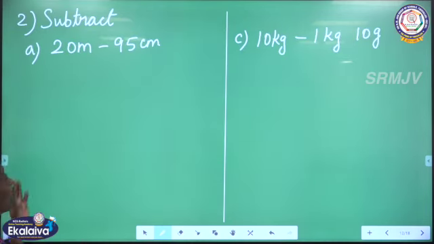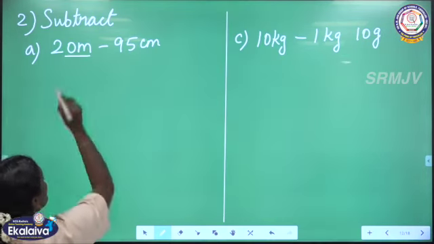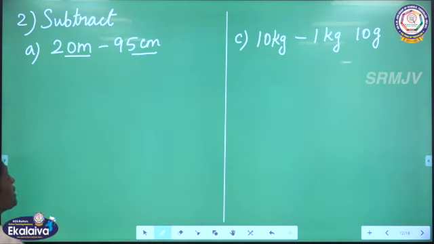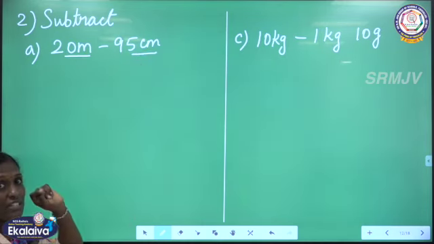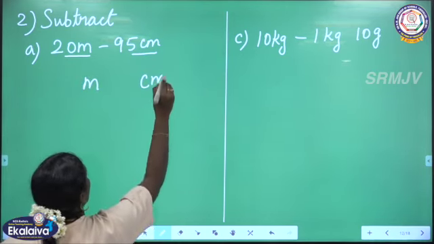The next one, we are going to subtract the given numbers. For that also, first we have to arrange it according to the given unit. Here see the number 20 meter 95 centimeter. One is in meter, another one is in centimeter. Now I am going to arrange it in meter and centimeter.